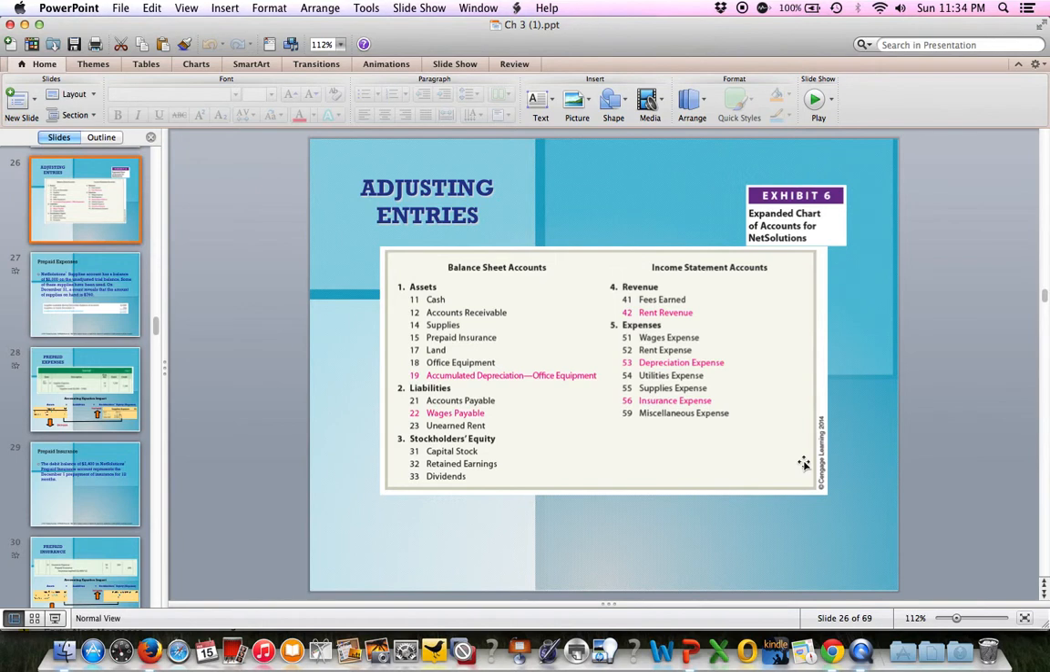You can see here I have a chart of accounts. In the purple colors here, I've added some new types of accounts that I'm going to use for my adjusting entries. Keep in mind that the chart of accounts is organized by the accounting equation. Typically, a 1 means an asset, a 2 a liability, and so on. So we've added a few new accounts.